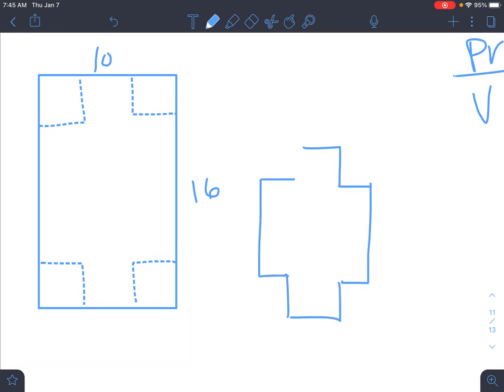Hopefully you can kind of picture this. It's not my best drawing ever, but that's what the piece of paper would look like, okay? And let's say we named all these little pieces x. We don't know how big these are that we cut out.